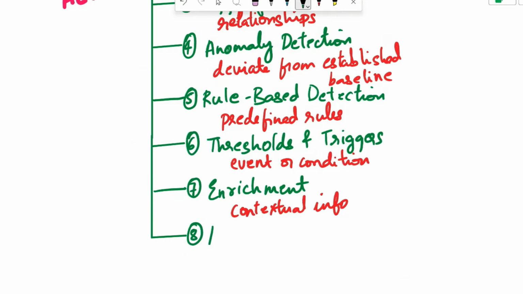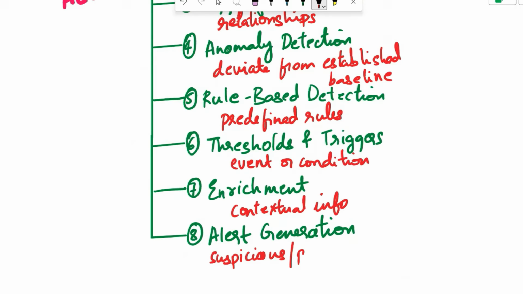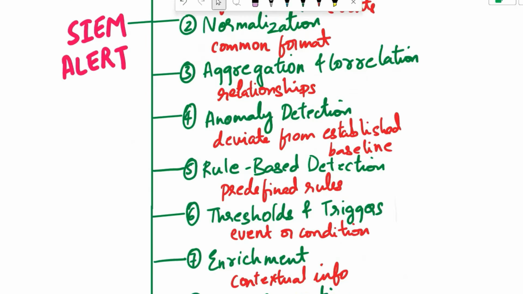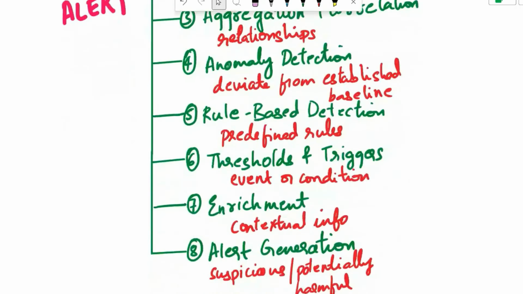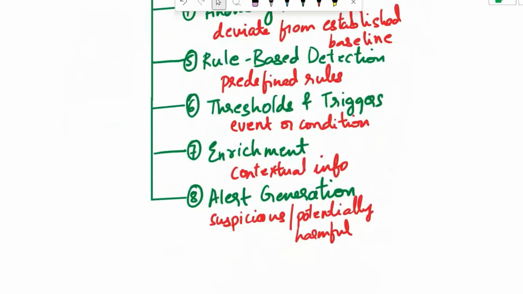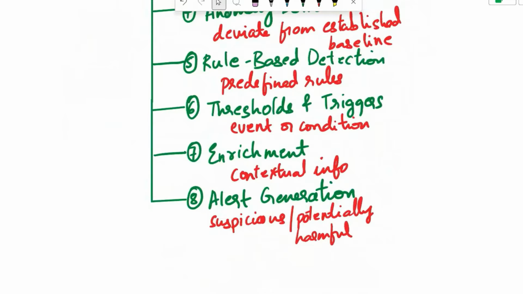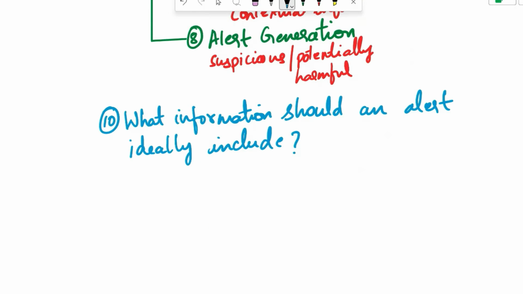Then the next step is alert generation. When an event is identified as suspicious or potentially harmful, based on these processes that we discussed, an alert is generated. Alerts can vary in severity based on the risk level associated with the event. Now let's move on to the next question. What information should an alert ideally include?